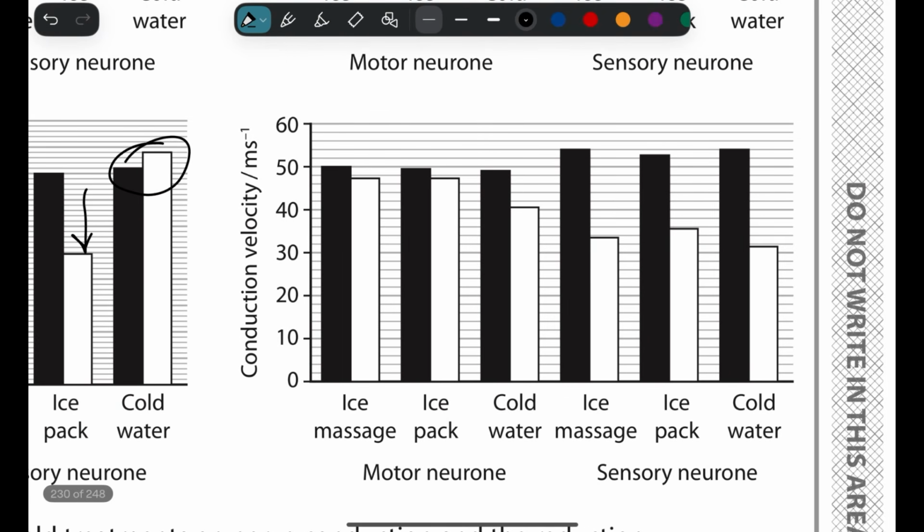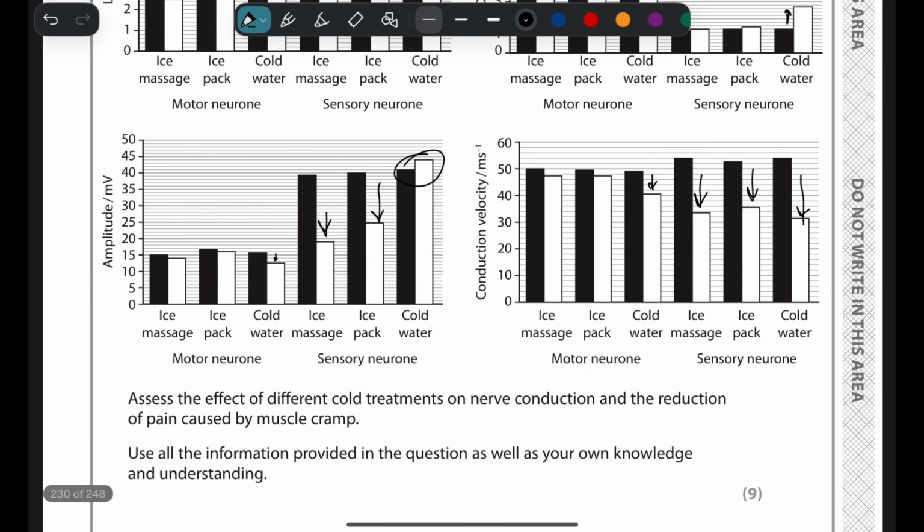And then here, when we said conduction velocity, again, we're just talking about the speed. So again, quite similar for ice pack and ice massage, but for cold water, it's gone down quite a lot. And it's gone down quite a lot in all the sensory ones as well, which means we're going to get less of the pain signals. So we've taken our time to go through all the data, and hopefully through that, we've also linked back to the physiological aspects which are going on in terms of the movement of the sodium ions and everything.